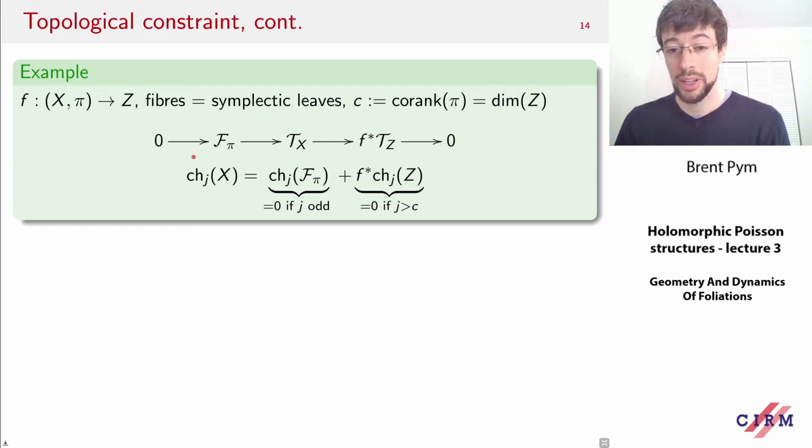Now, arguing as we did in the previous slide, if we have a symplectic form, that will give a pairing on F pi, which makes it isomorphic to its dual. So just as we argued for symplectic manifolds, the odd component of the Chern character is 0, so too the odd component of the Chern character for this vector bundle F pi must be 0.